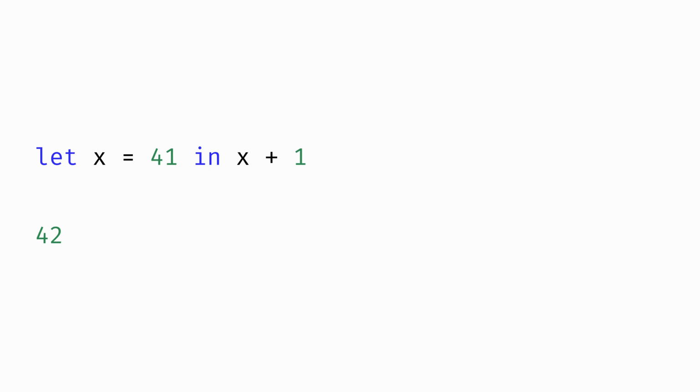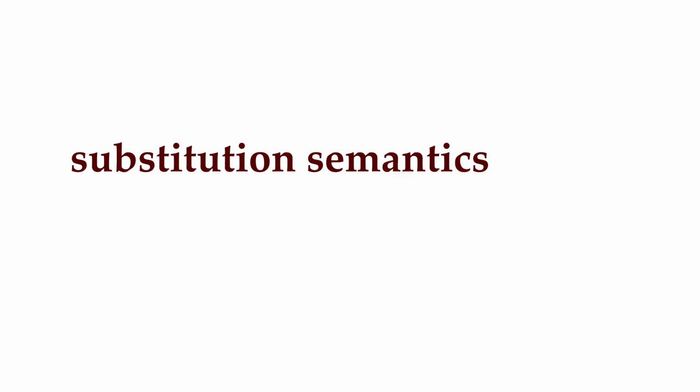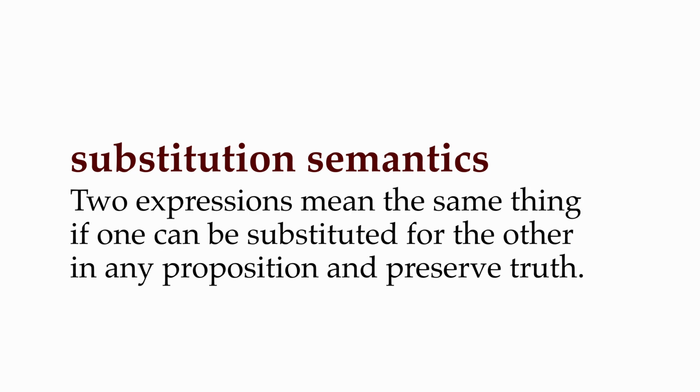But as programmers, it can be useful for us to have a formal, rigorous, precise notion of semantics, which is all about understanding what expressions mean. There are several ways we might try to provide a formal semantics for a programming language, but in this case, we'll be using a model known as the substitution semantics. The substitution semantics is based on a particular idea of what it means for two expressions to mean the same thing. In particular, that two expressions mean the same thing if one can be substituted for the other in any proposition and preserve truth. What do we mean by that?